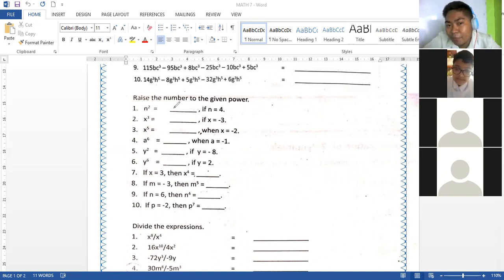Kapag ang n daw natin ay 4, 16. That would be 16. How? Ayan, no, palitan mo si n ng 4, kaya 4 raised to 2. So, 4 times 4, that would be 16. Tama?